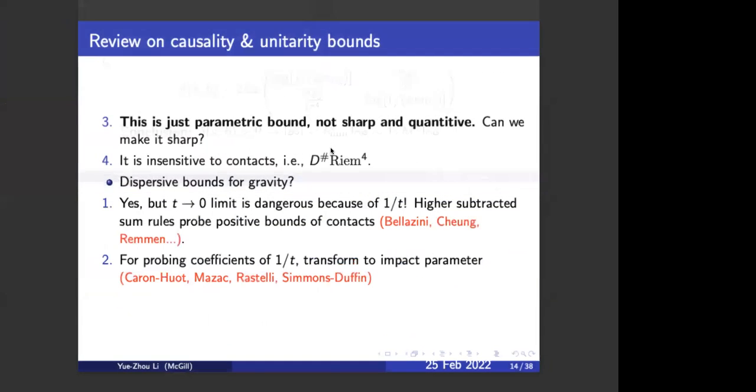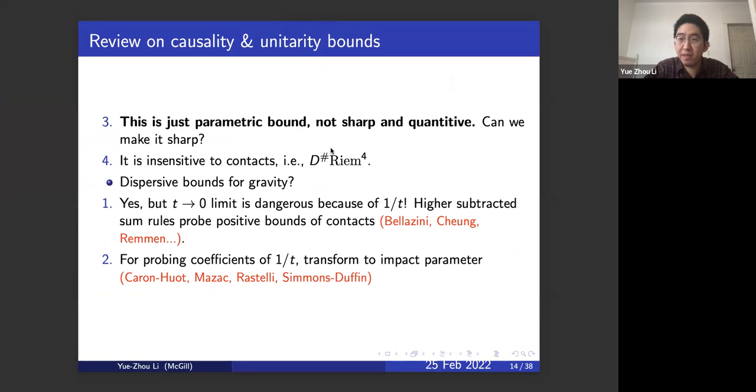So this is just a parametric bound, not sharp and quantitative. The question is, can we make it sharp? Also, it is actually insensitive to contact terms, that is, the derivatives acting on the Riemann to the fourth. Another question is, besides the CMZ argument, can we have a similar story for dispersive bounds for gravitons?